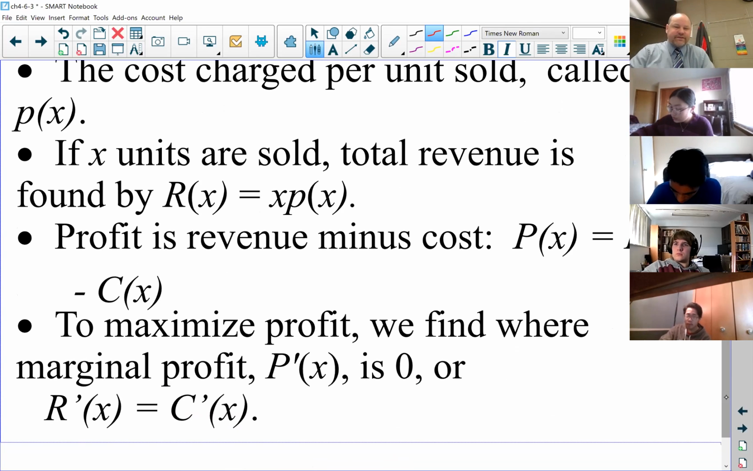And so if we set that equal to 0, our profit is maximized when the marginal profit is 0, right? Marginal profit is just the derivative of profit. And that is 0 when marginal revenue is equal to marginal cost, when R prime is equal to C prime.